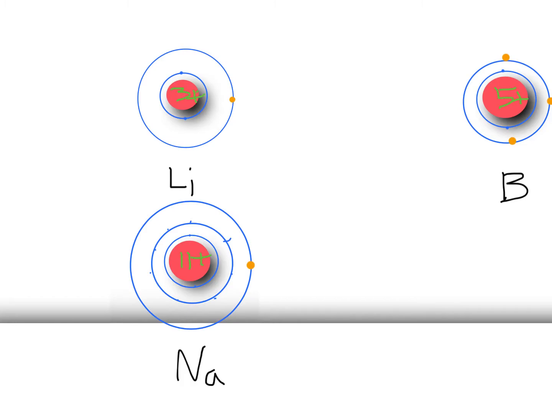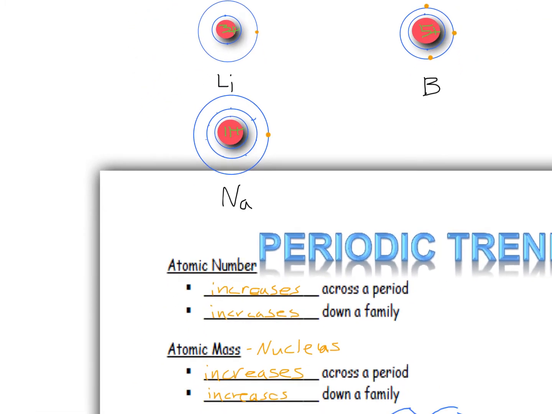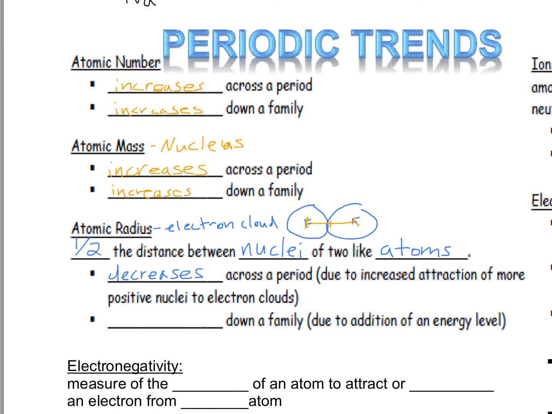Going down a family, my overall radius is going to get larger because you're adding an entire energy level. Okay? So going down a family, we get larger because we're adding an entire energy level. So let's put that in our notes. So atomic radius increases going down a family due to the addition of an energy level. We're adding an entire ring. That's obviously going to make it wider and wider.